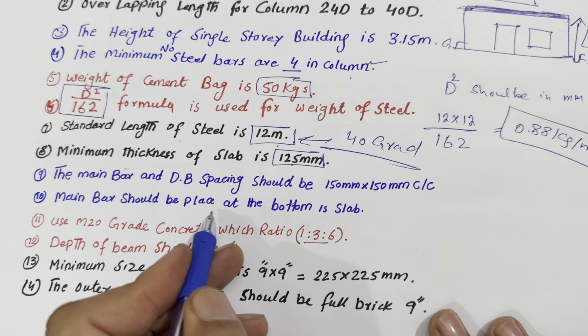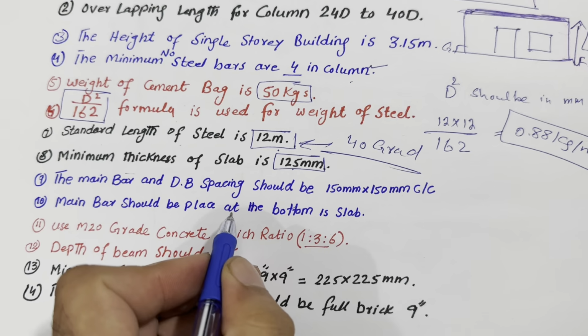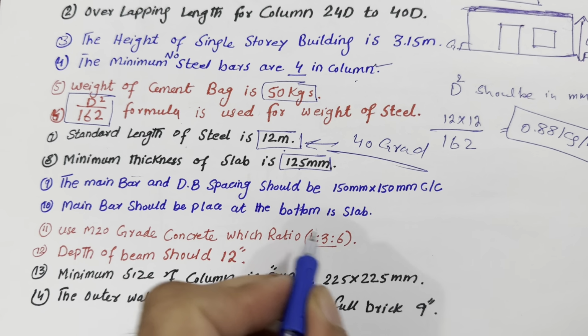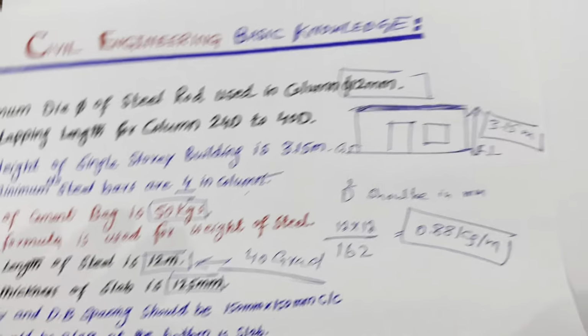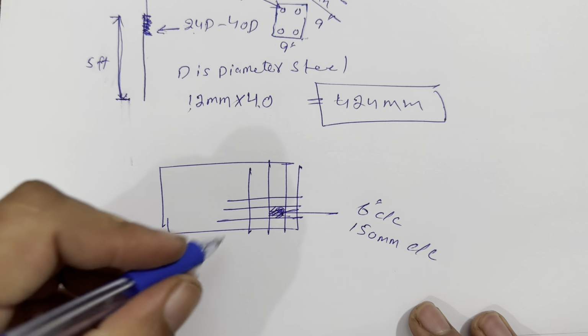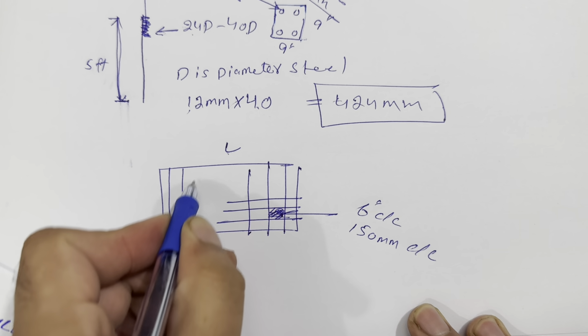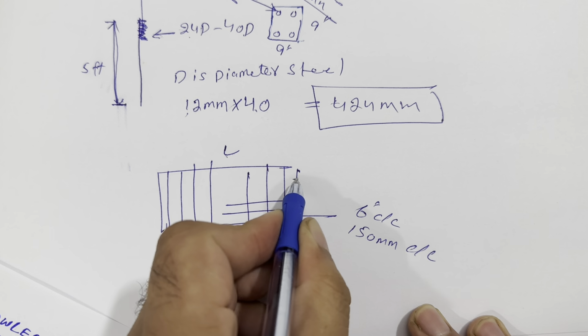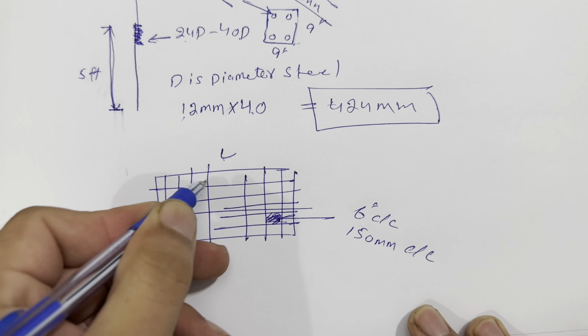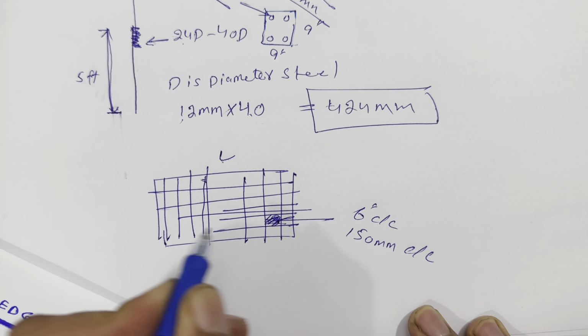Also main bars should be placed at the bottom of the slab. Okay, as you can see guys, what is main bar? Main bars are placed lengthwise. As you can see, these are main bars. When we are placing the steel widthwise, this is called distribution bar. So the main bar should be placed first, and on the top of this the distribution bar should be placed.